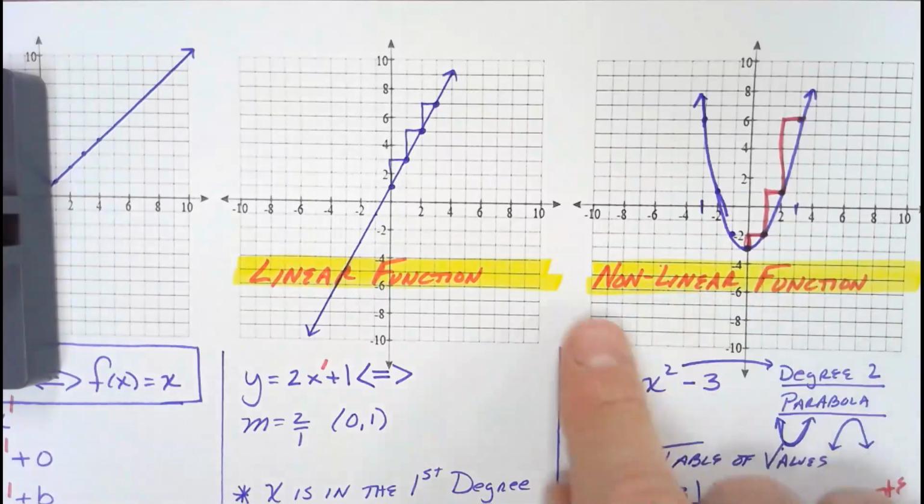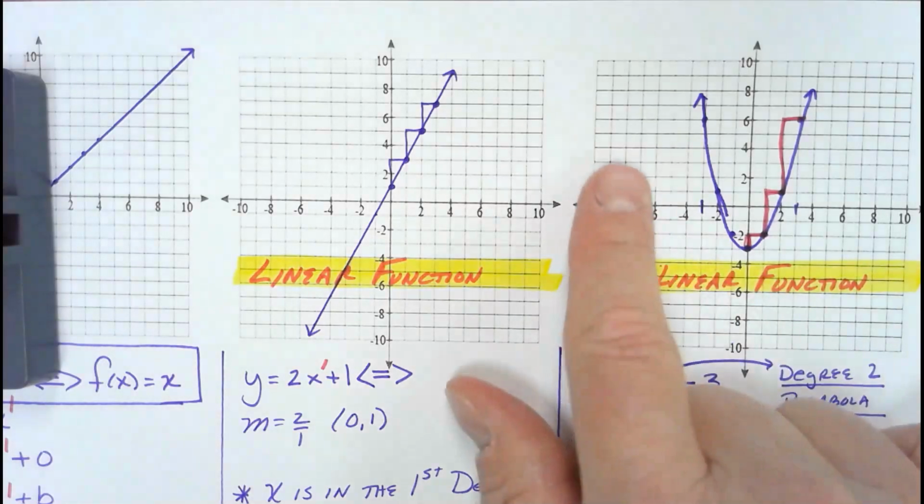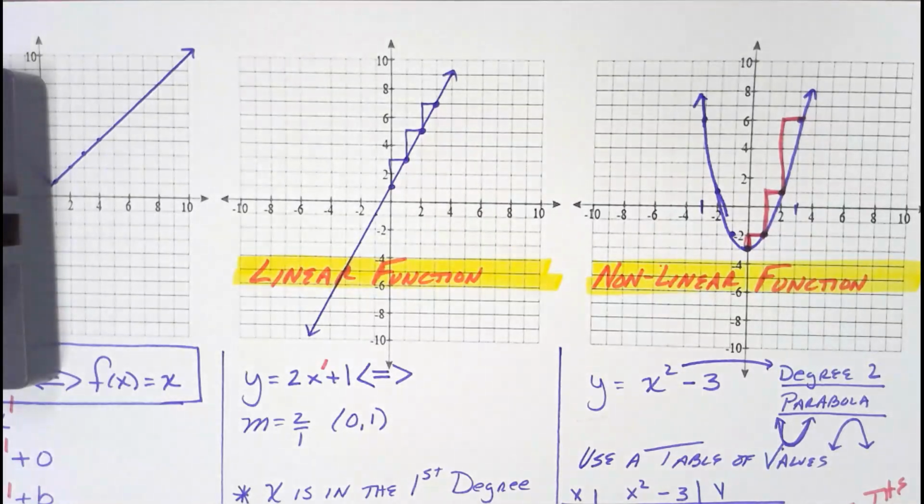It is a function. No, it's non-linear. It is a function because it only touches the graph in one place. Is everybody cool with that? Cool with that, I should say.